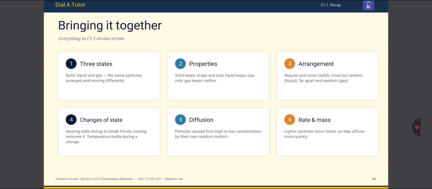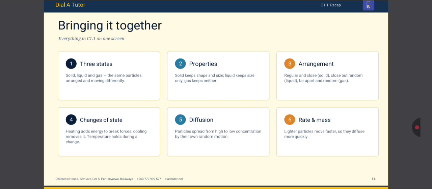Okay, so now we have to just do a recap here. You have to understand that there are 3 states: solid, liquid, gas. The same particles arranged differently and moving differently. For the properties, solid keeps shape and size, liquid keeps size only. Gas keeps neither. Arrangement: regular and close in solids, close but random in liquids, far apart and random in gases.